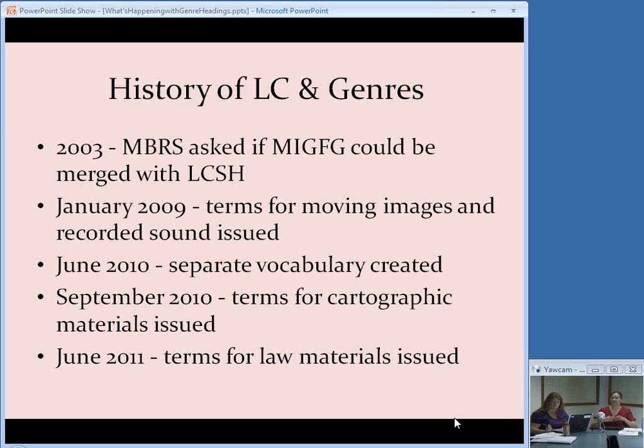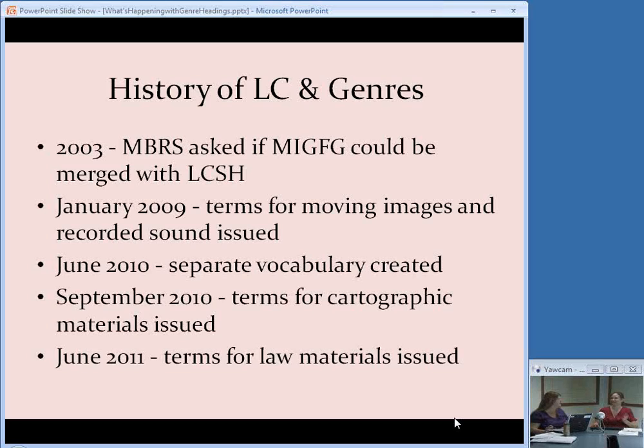In September of 2010, the terms for cartographic materials were issued. And just very recently, in June of this year, the terms for law materials were issued. This is all very recent stuff they've been doing. They've just been cranking this stuff out. Yeah, exactly. It's really one of their major focuses at this point, I think. And so, yeah, it's a lot of new stuff here.